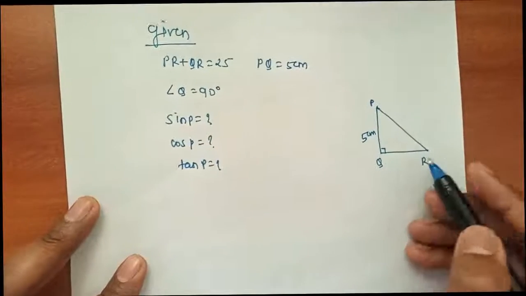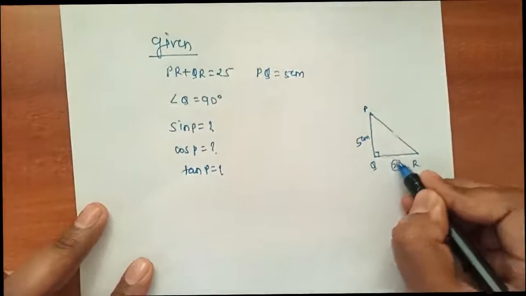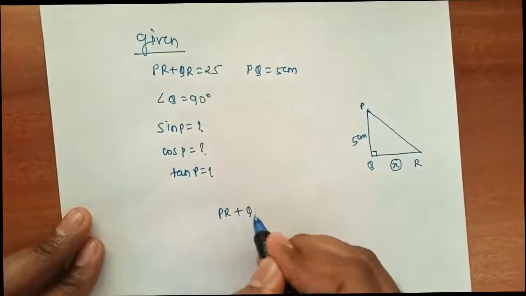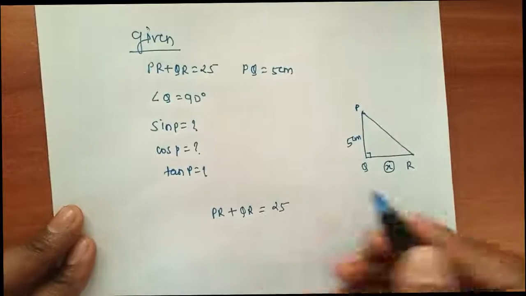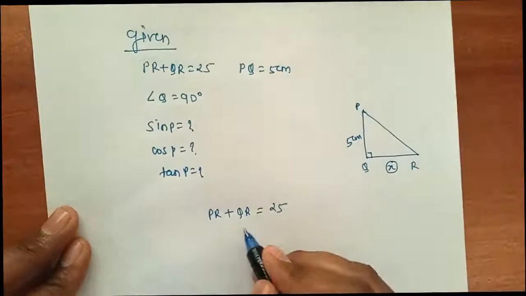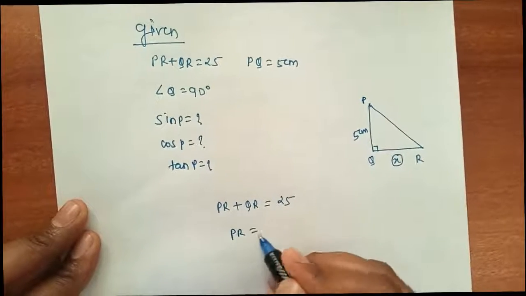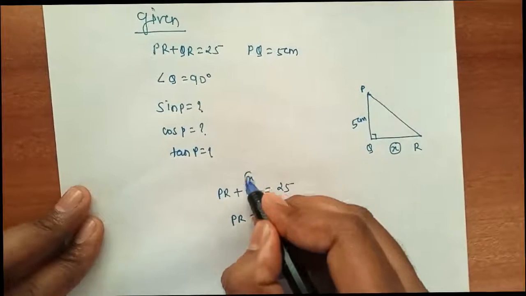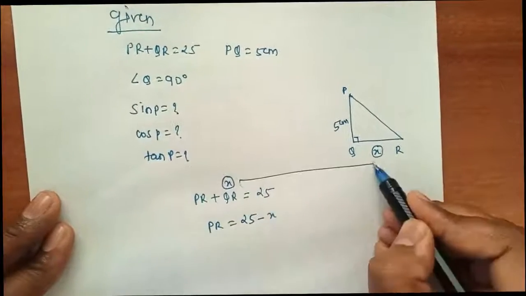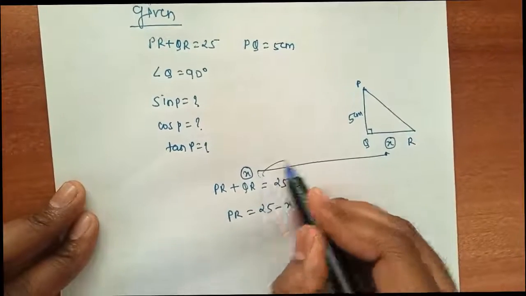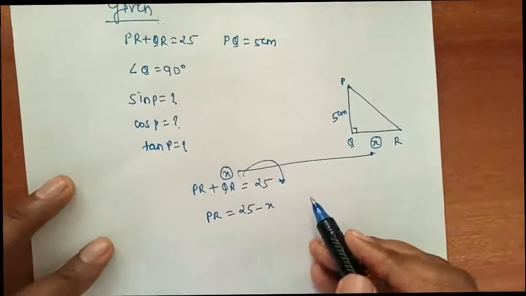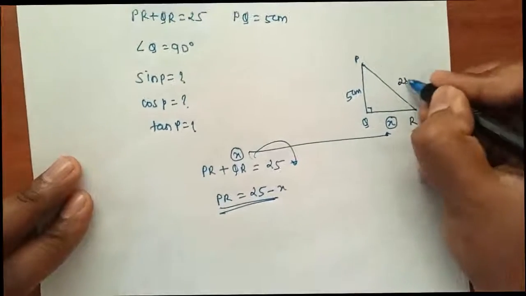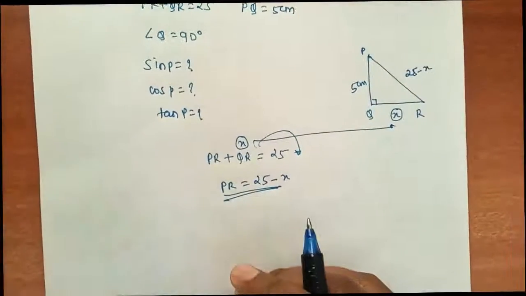QR they have not given, so what I will assume is QR is equal to X centimeter. Now PR plus QR is equal to 25, but QR is X as I assumed, so PR is equal to 25 minus X. How? Because if this QR is X, then take this X value to this side, it will become 25 minus X. So I got PR is equal to 25 minus X.